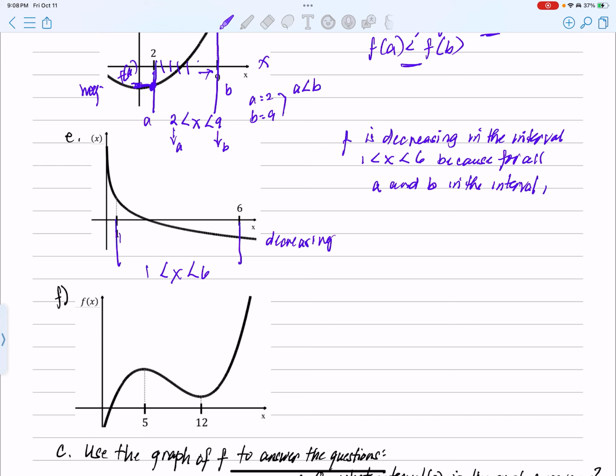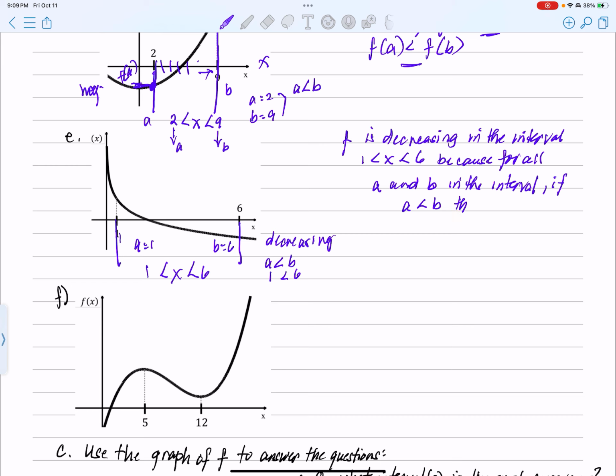So let's look at it: our A is 1, our B is 6. What can you say about A? Is A greater than B or is B greater than A? Of course, A is less than B, because 1 is less than 6. So you say if A is less than B.